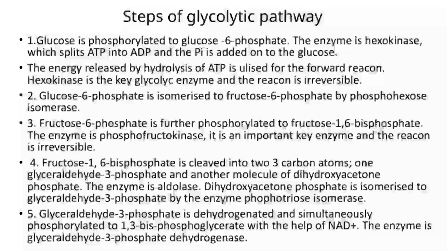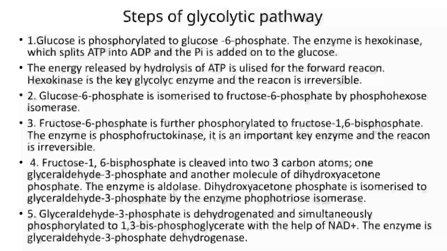Next, glucose 6-phosphate is isomerized into fructose 6-phosphate by phosphohexose isomerase. This rearrangement prepares the molecule for the subsequent phosphorylation step. Then, fructose 6-phosphate is further phosphorylated to fructose 1,6-bisphosphate. The enzyme here is phosphofructokinase, which is another key regulatory enzyme. Just like the first step, this one is also irreversible, emphasizing its importance in controlling the pathway.